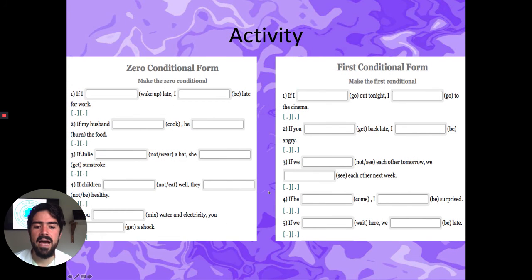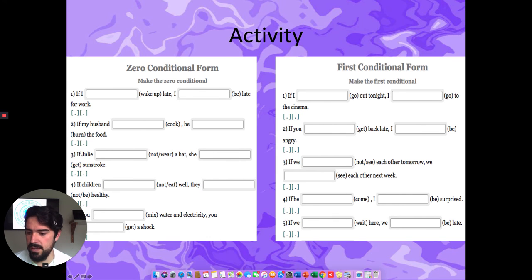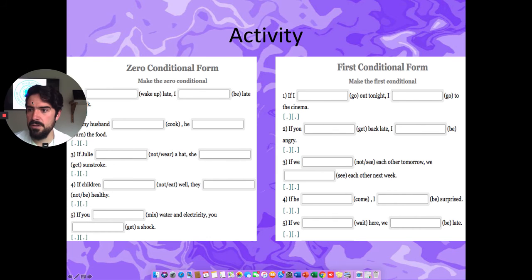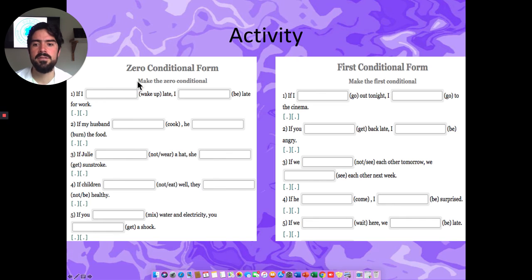And now I have for you this nice activity. Okay? Zero conditional and first conditional. Okay? So take into account the grammar structures and complete the sentences using the verb in brackets with the correct grammar tense. Okay? So here you have the activity for zero conditional, and here you have the activity for the first conditional.